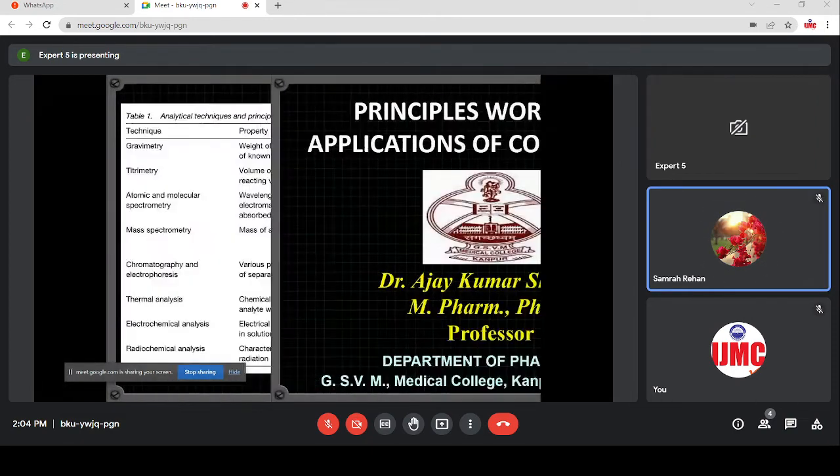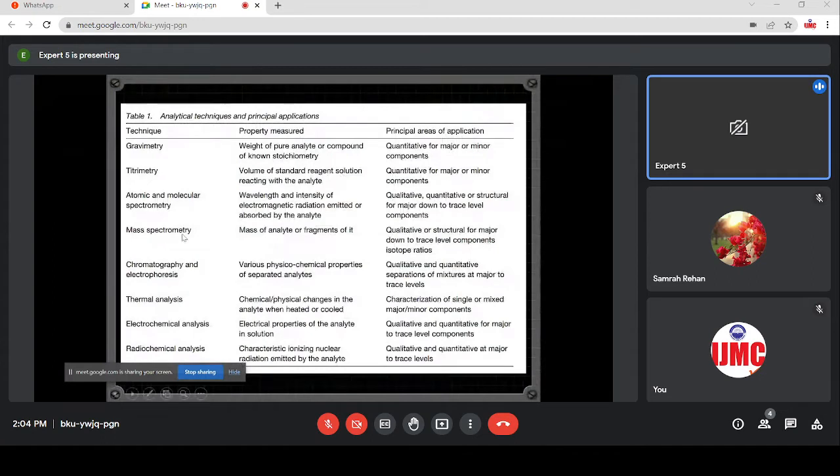Then mass spectrometry, where the mass of the compound is detected, chromatographic and electrophoretic techniques, various physicochemical properties of certain inlet, thermal analysis, electrochemical analysis, radiochemical analysis. These are the various techniques, and the various properties used and the principal areas of application are traced out.